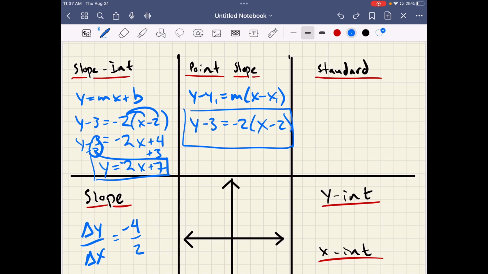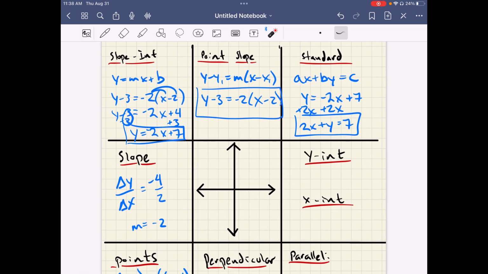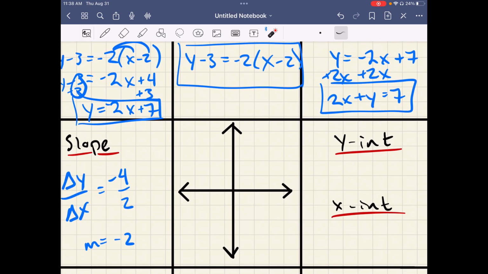And then I can put it in standard form, which I know is ax plus by equals c. If I just take my slope intercept form, y equals -2x plus 7, and add the 2x over, I end up getting 2x plus y equals 7. And you can see how that looks like my original standard form right here. All right. Now let's go down. Now that we have all the forms of the equation, I can pick any of those forms and graph them. Most people are going to choose the slope-intercept form because it's pretty easy.